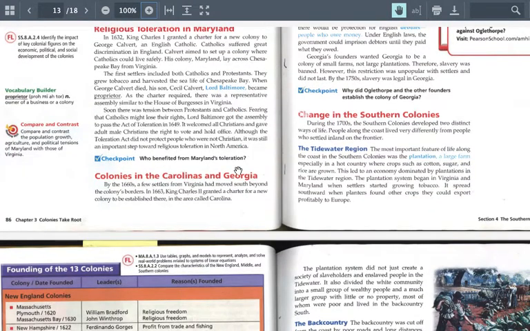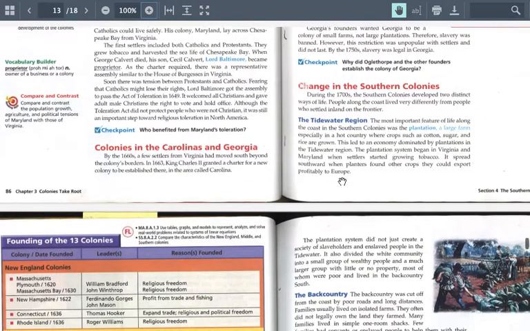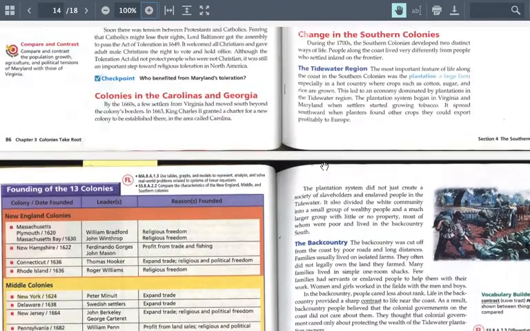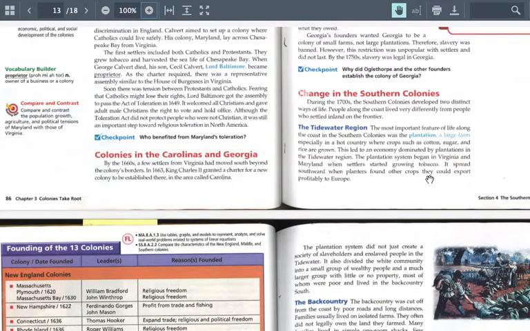All right, some changes in the southern colonies. A lot of changes will happen in the southern colonies. Really, there are two distinct lives. You have the haves and the have-nots, and really it's based on where you live. You have the Tidewater region, and you have the backcountry. In the Tidewater region, this is where your wealthy planters are going to live. It's the best of the best land.